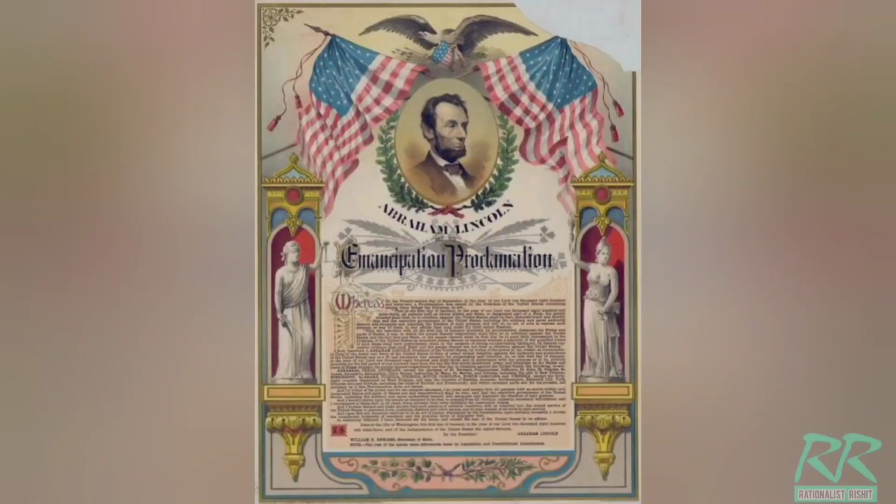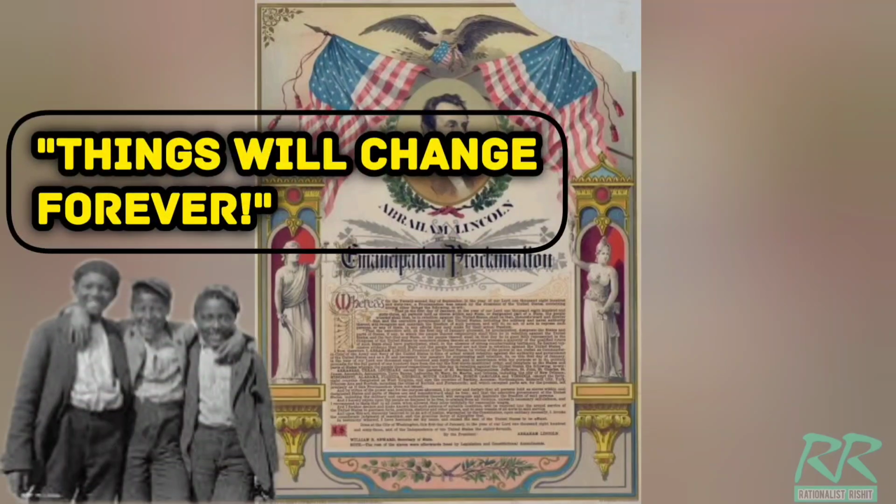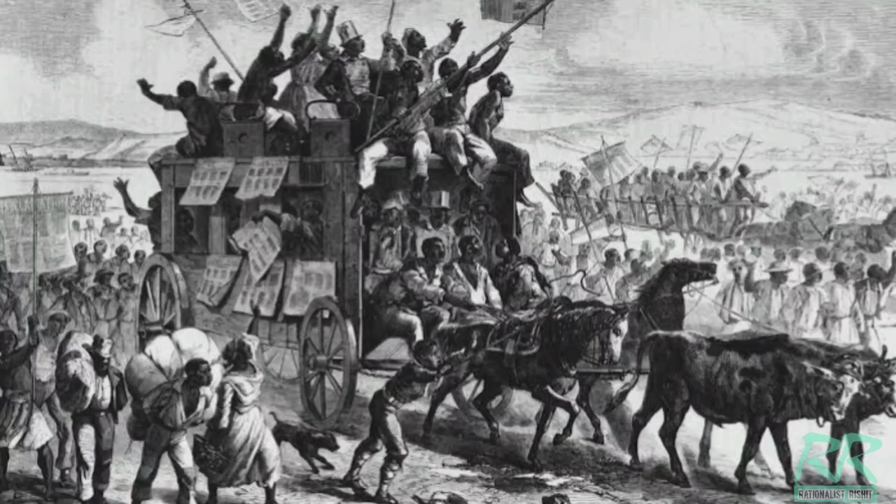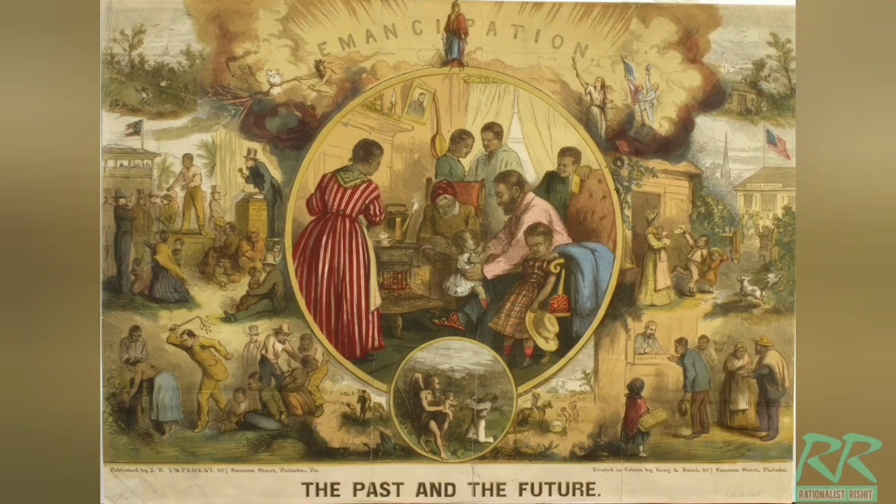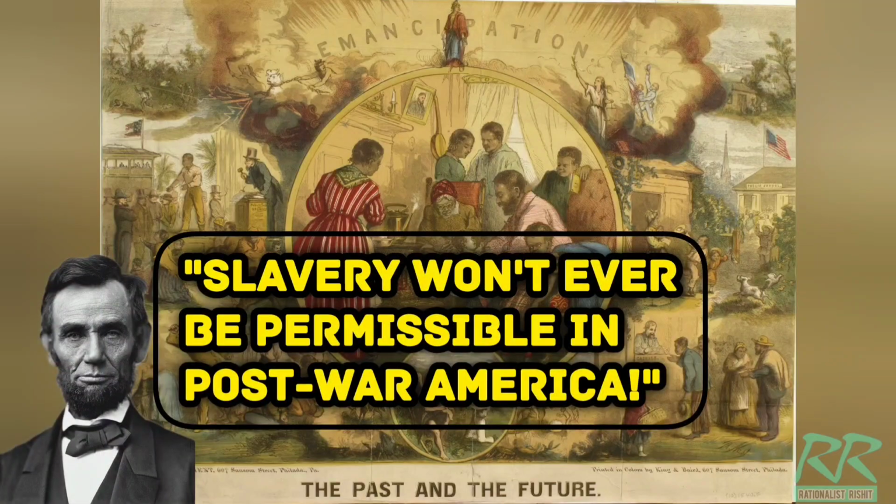The issuance of the Emancipation Proclamation on January 1, 1863 marked a turning point in the Civil War. While it did not free all enslaved people, but only those in Confederate-held territories, it redefined the Union's war aims by making the abolition of slavery a central goal.